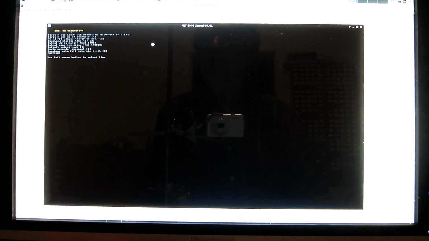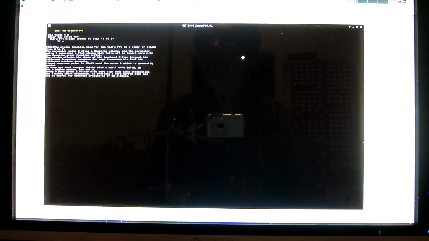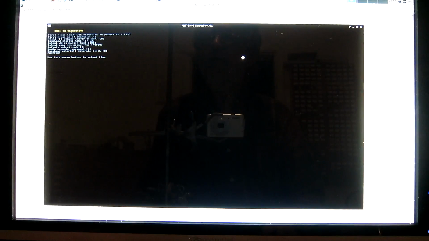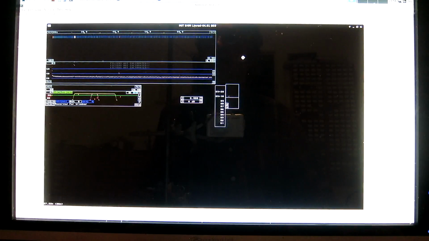I take the default parameters here. Well, no, let's make this number 8. That's a Gaussian window. It will give a more beautiful filter. And here we go.